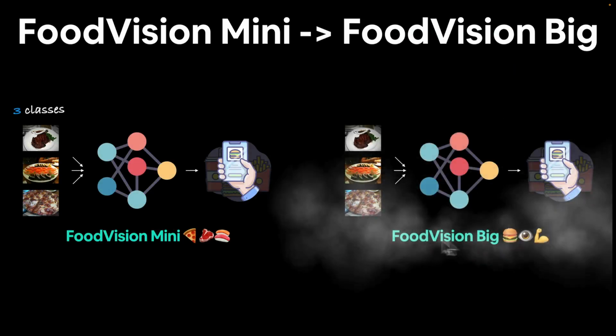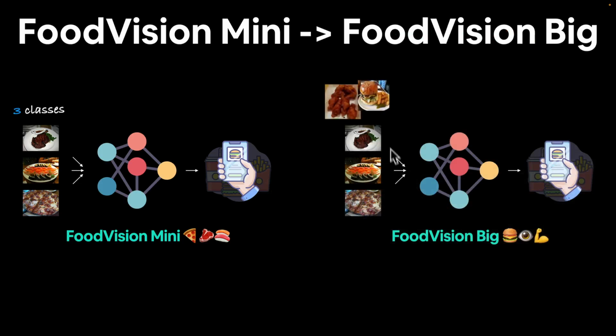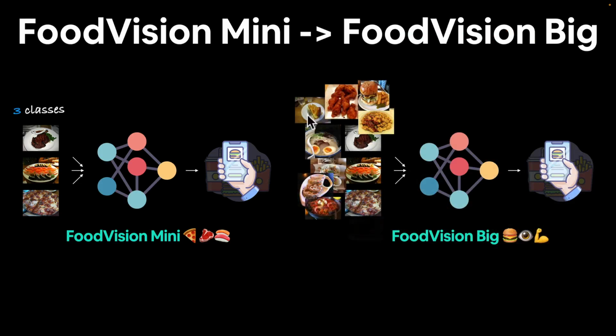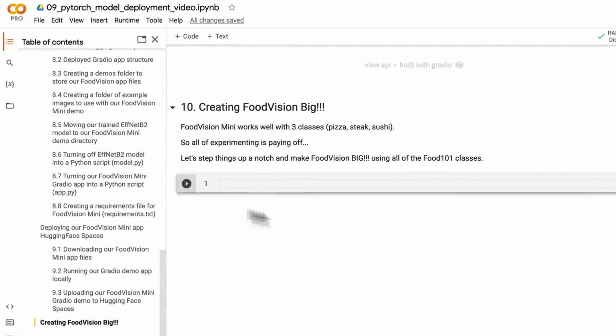However, it's time to step things up a notch and go to Food Vision Big, which is of course going to add more classes such as burger, chicken wings, gnocchi, apple pie, ramen, tacos, gyoza, paella, pancakes, chicken curry, ribs, 101 different classes. So let's get started, hey?